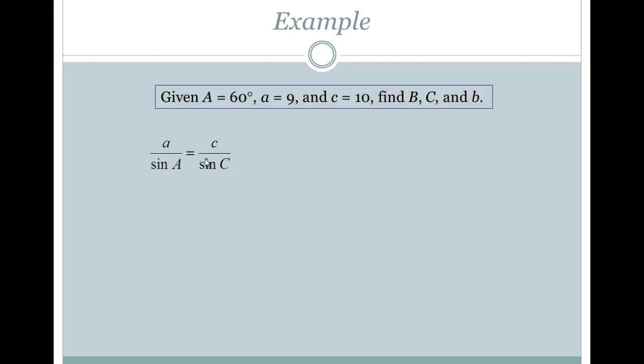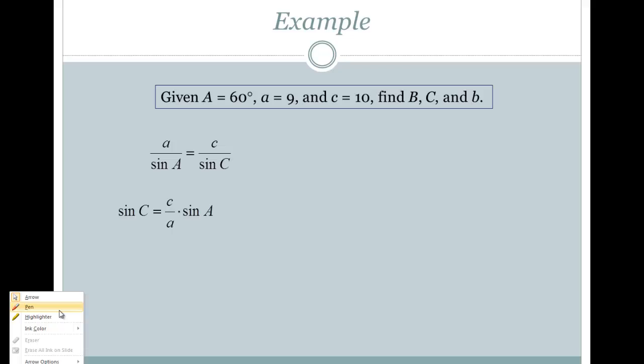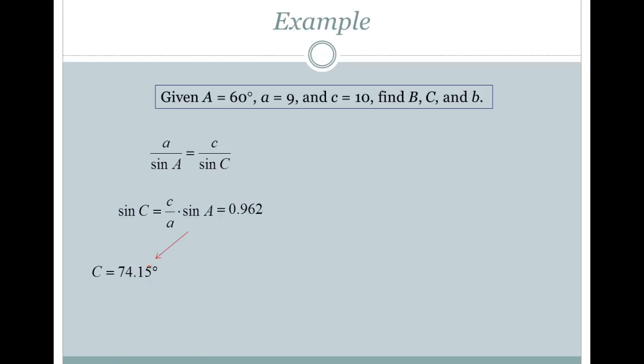I have the Law of Sines right here: a over sine of A equals c over sine of C. If I simplify this, and let's say we're looking for sine of C here, and I plug in, I get 0.962. Then to solve for that, angle C is equal to arc sine of 0.962, which is 74.15 degrees.